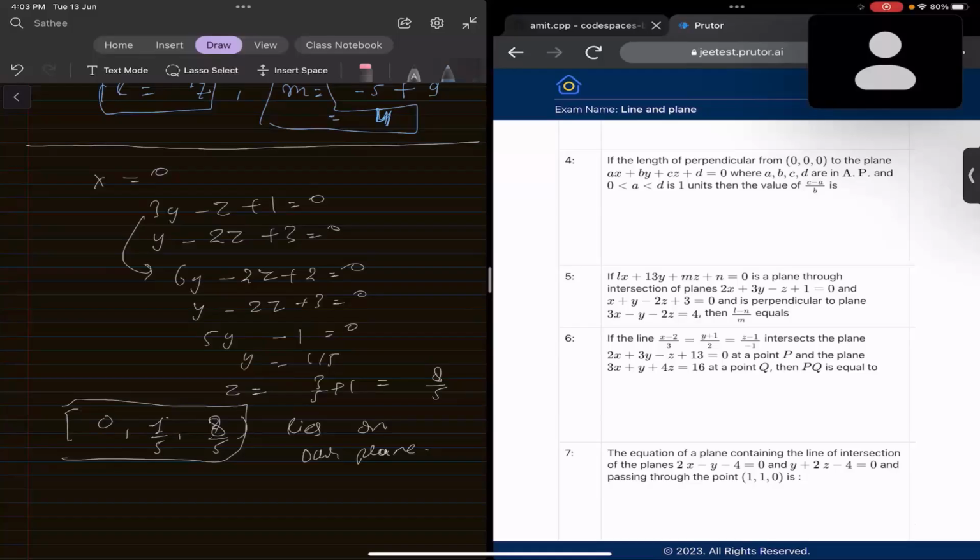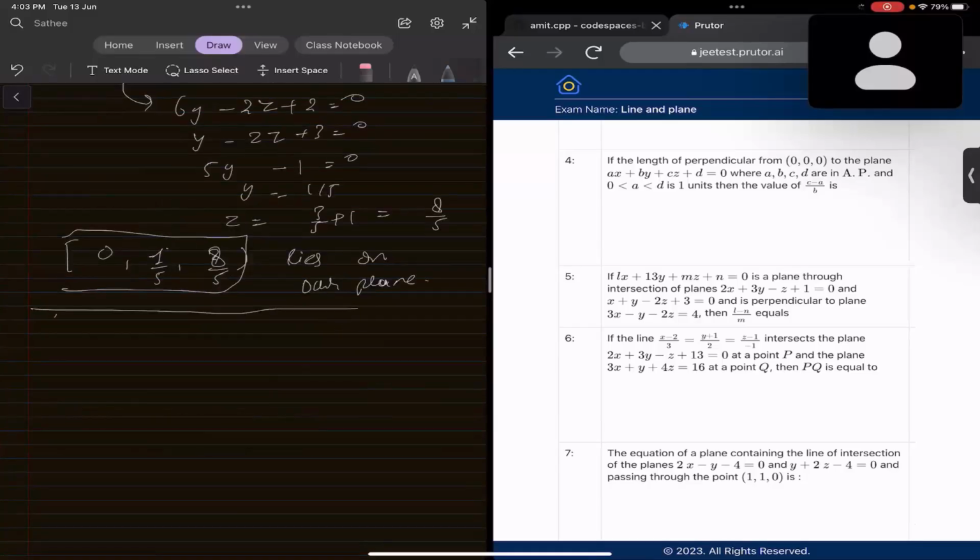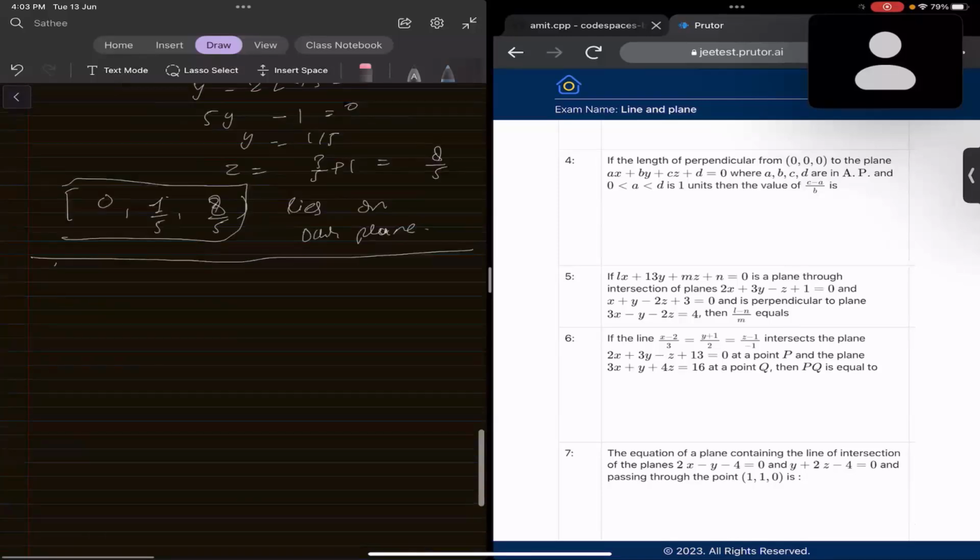So this was a bit lengthy process by which we solved our question, but there might be an easier way as well. We can use the concept of family of planes. We are given two planes, so we can write any family of planes as P1 + lambda times P2 = 0. Okay, so this is the family of the plane, like any plane that is passing through the intersection of these two planes.